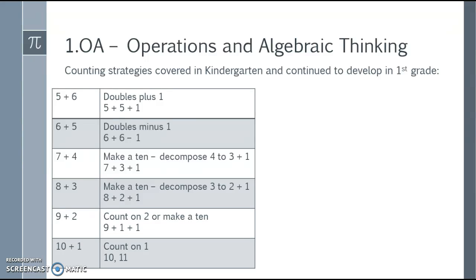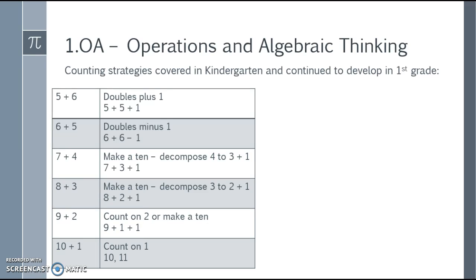Similarly, we could do doubles minus 1. So I could decompose 5 as 6 minus 1, knowing that the doubles, 6 plus 6 is 12, subtract 1. So more mental computation. I could make 10, decompose 4 into 3 plus 1, since I know that 7 plus 3 is 10, plus 1 more is 11.